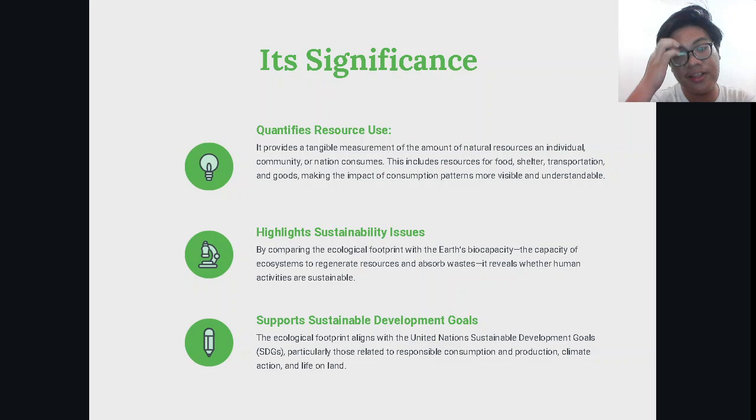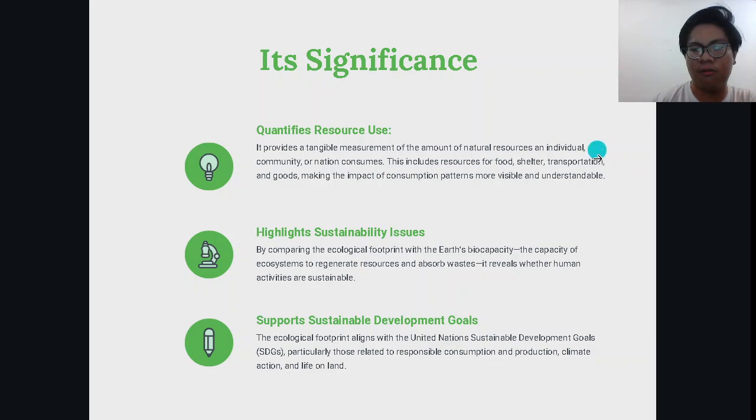The ecological footprint aligns with the United Nations Sustainable Development Goals, or the SDGs, particularly those related to responsible consumption and production, climate action, and life on land. Monitoring and reducing ecological footprints help nations progress towards achieving these goals.